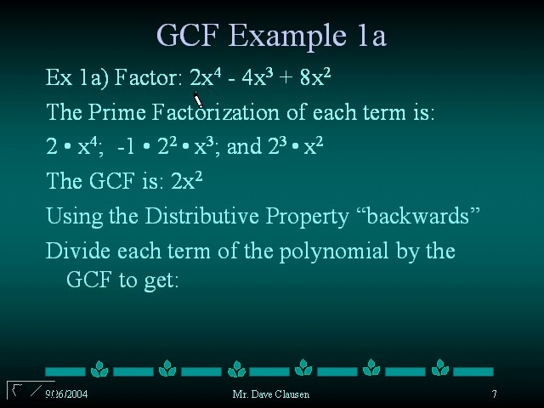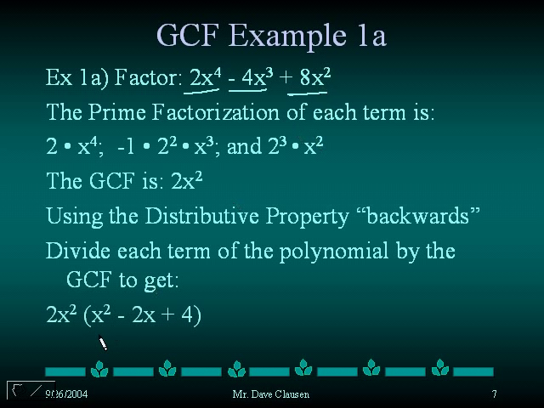We're going to take each term of our original polynomial divided by the greatest common factor, and that's how we will find the remaining factor. So 2x to the 4th divided by 2x squared. 2 divided by 2 is 1. X to the 4th divided by x squared is x squared. Negative 4 divided by 2 is negative 2. X to the 3rd divided by x squared is x to the 1st. And then the last term, 8 divided by 2 is 4.